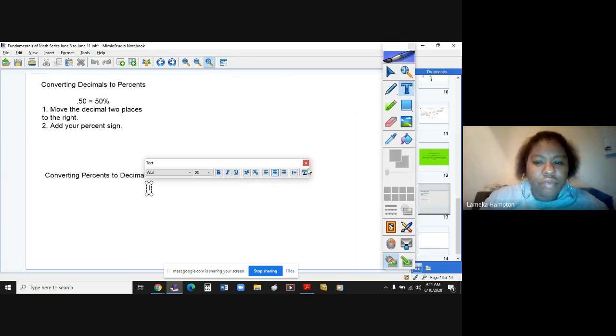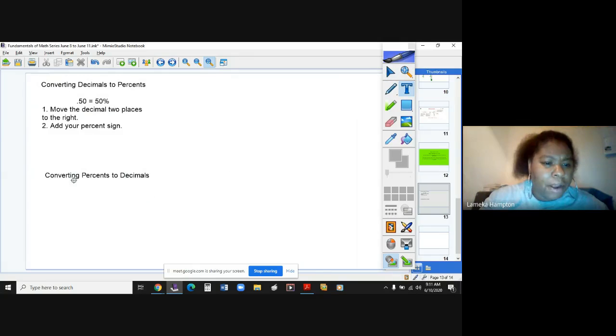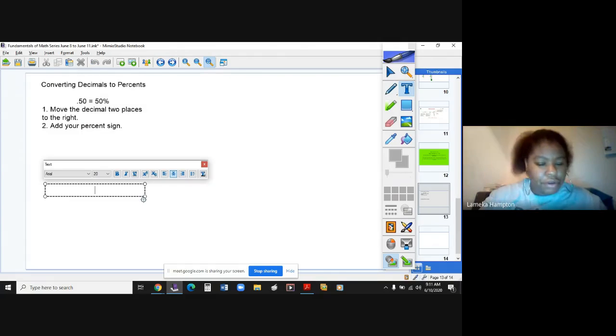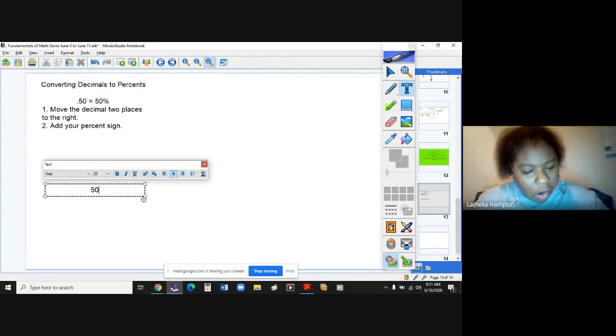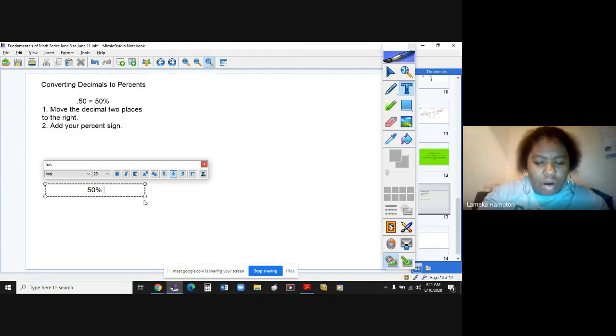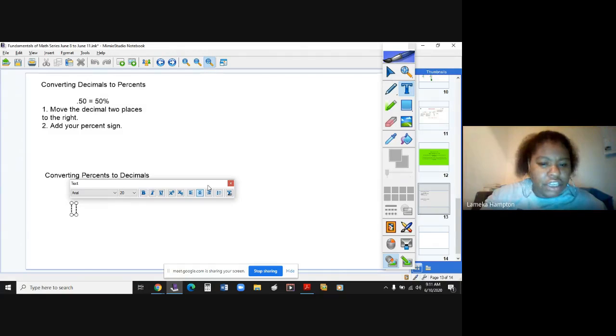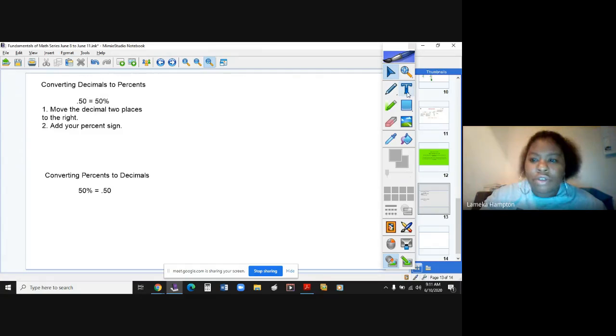Okay, so again, the example that I will stick with is the number 50, because 50 is an easy number to remember. So I have 50%, and I move that, and that's equal in a decimal to 0.50. Now, how did I do that? Okay, very easy. Again, very easy, very simple. You're just moving things around. That's all.